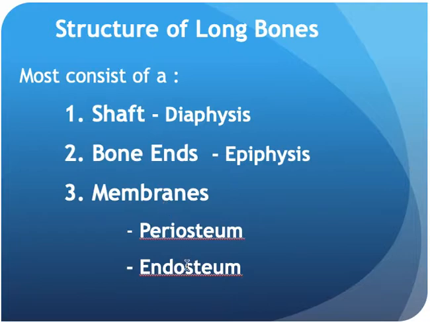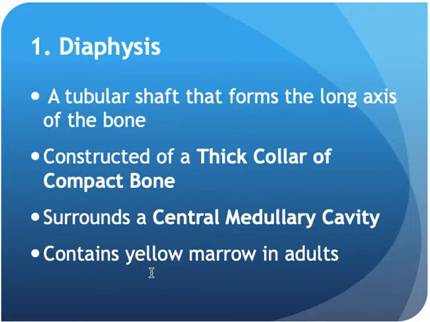And now we can start breaking down words and thinking about, okay, where's one going to be? This lets you know that one's probably going to be inside and one's going to be on the outside because we get that endo part. So start trying to practice figuring out what those words are, and then we'll go through the proper definitions too. So here is the diaphysis. It's the tubular shaft that forms the long axis of the bone. Okay, it's constructed of a thick collar of compact bone. It's going to surround the central medullary cavity.